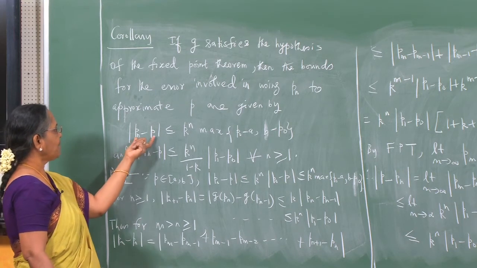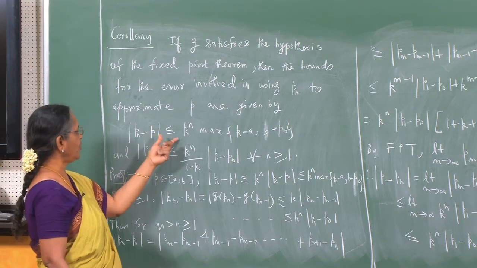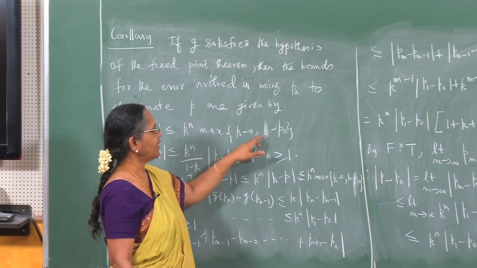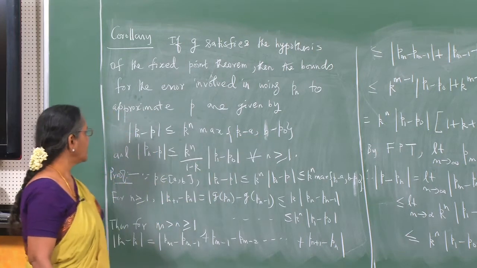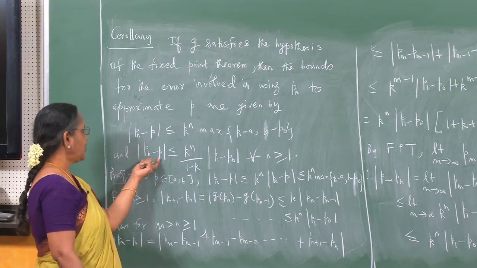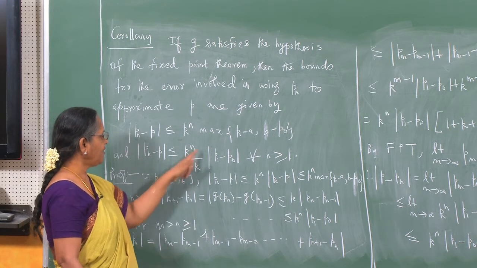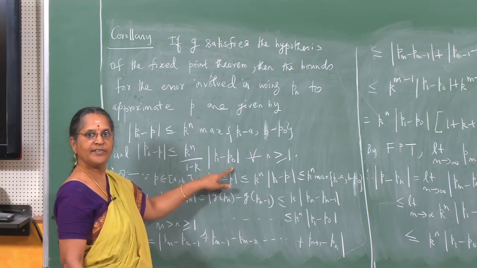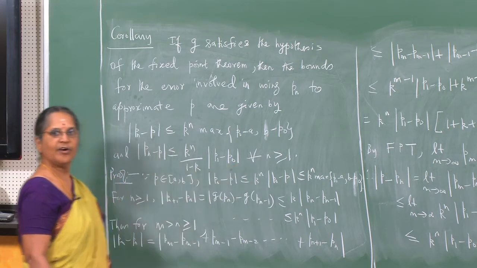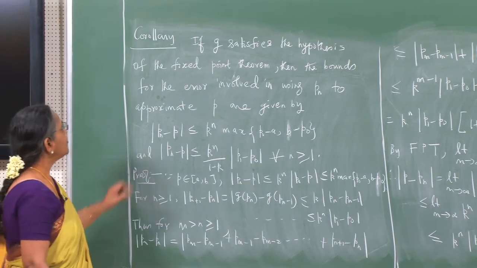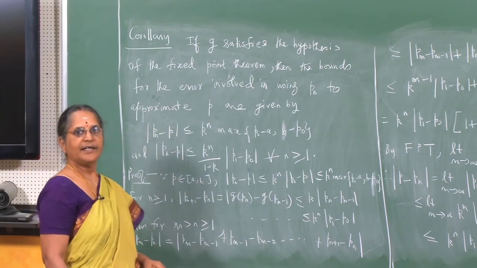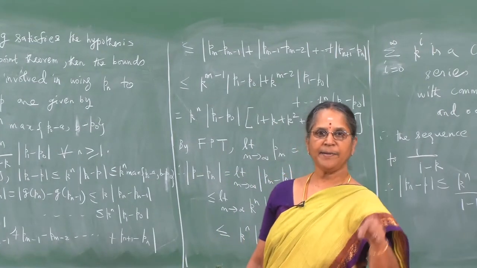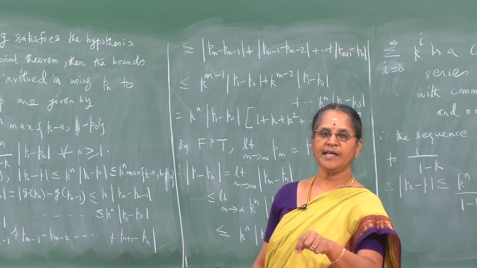Namely, the absolute error is less than or equal to k power n into maximum of P naught minus a comma b minus P naught, and the absolute error is less than or equal to k power n by 1 minus k into modulus of P1 minus P naught, and this is so for every n greater than or equal to 1. So, the corollary gives us a bound on the absolute error when we approximate by Pn the unique fixed point P for the function g.